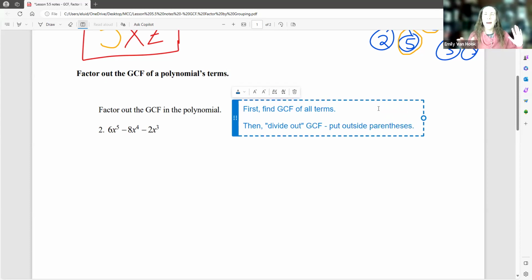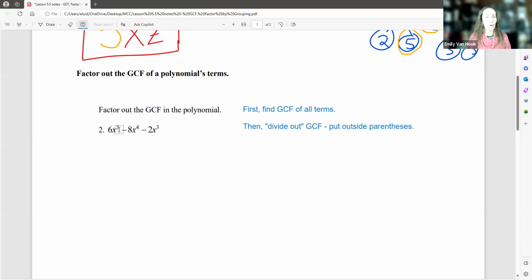Okay. I'm going to show you what that means now, but I just wanted to write out some general guidelines here. So for our three terms, we have 6x to the fifth minus 8x to the fourth minus 2x to the third. So you can see all of these are even numbers. Our GCF between 6, 8, and 2 would just be 2. Okay, and now if we look at all of our variables, like we practiced right above, we're going to take the smallest exponent from each of those. That would be between x to the fifth, x to the fourth, x to the third. The smallest exponent would be the 3, so x to the third.